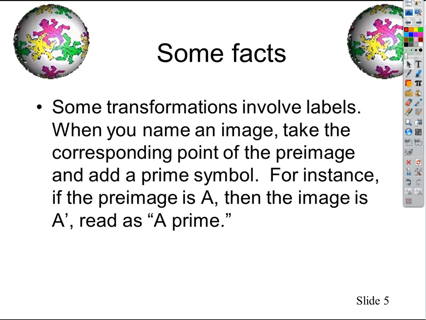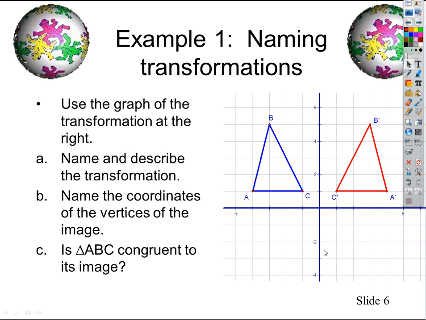Okay? And so what used to be in the pre-image, vertex A, in the image becomes A prime because they're related. So in this case right here, look, A maps over to A prime, C maps to C prime, and B maps to B prime. What kind of a transformation is that one? Yeah, it's a reflection, isn't it?